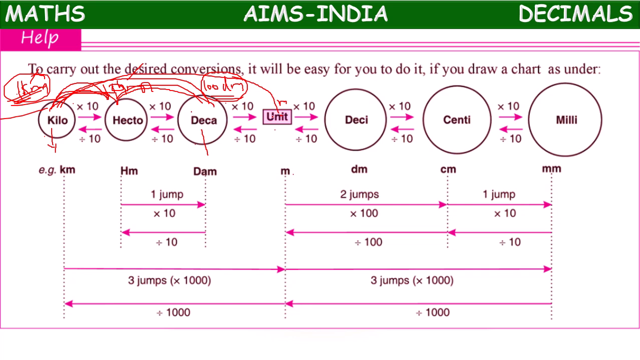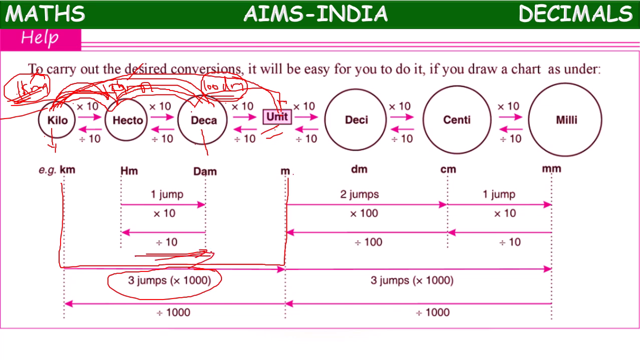Or if I want to go directly to the standard unit, meter: 1 kilometer, how many meters? For reaching meter, how many jumps are we taking here? 1, 2, 3. So 10 into 10 into 10, 1000 meters, we can write directly. Kilometer to meter, how many jumps? 3 jumps.